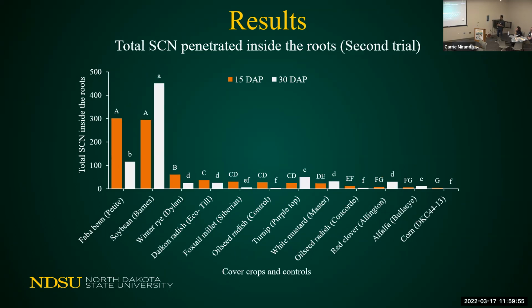In the second trial, we saw a similar trend in the total number of SCN penetrated inside the root. We still see fava bean cultivar with the highest number of SCN 15 days after planting, and a significantly lower number 30 days after planting as compared to 15 days after planting. Similar trend as in the first trial. Also, we found the formation of white females in soybean cultivar Bands and turnip purple top as we found in the first trial. So these numerical data show that fava bean enhanced the penetration as well as the hatching in 15 days of planting.